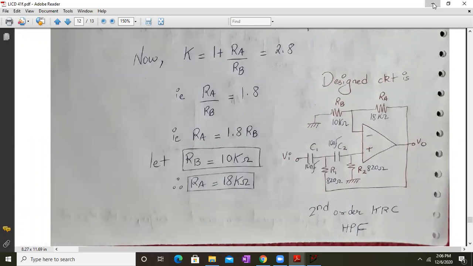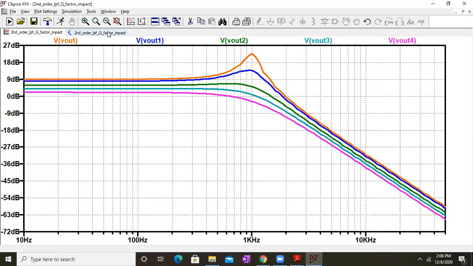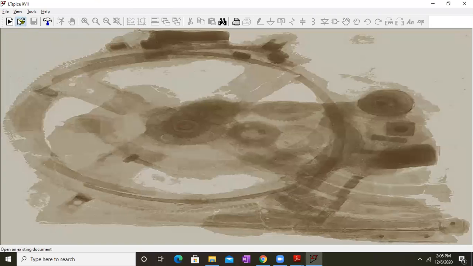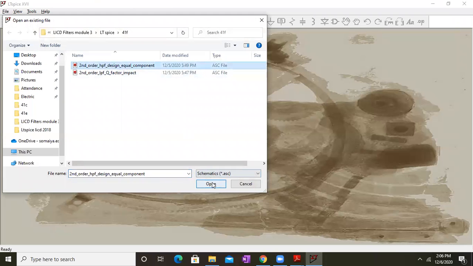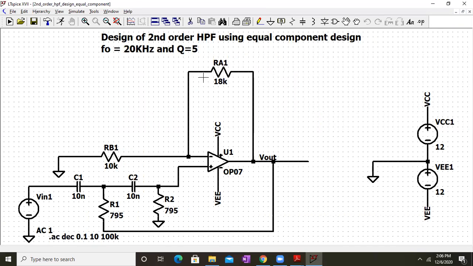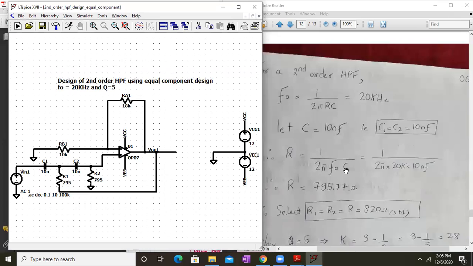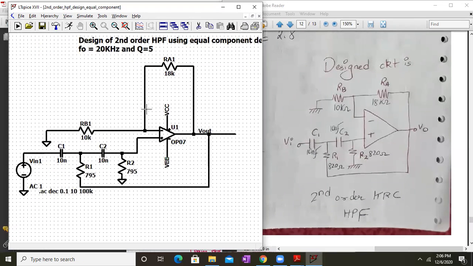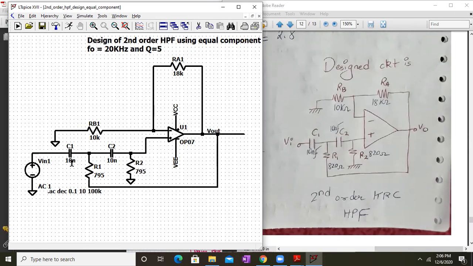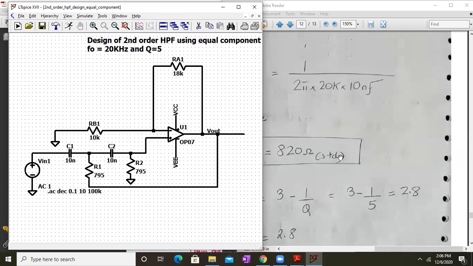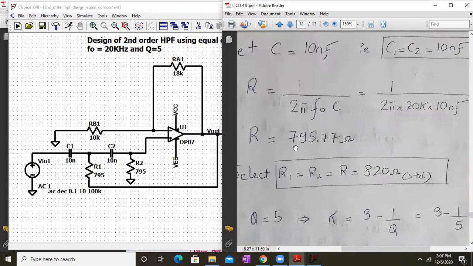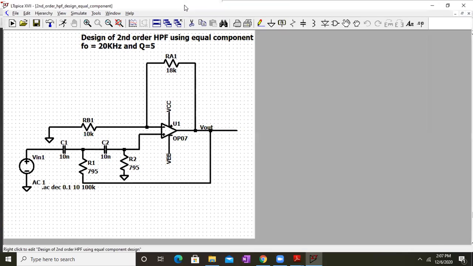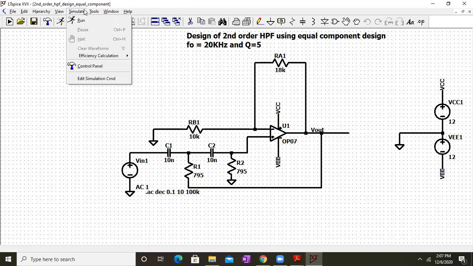Now let's check the result in LTspice. The second order high pass filter equal component design is as follows. So here we have RA, RB values. Let us cross check it once. So RA and RB values are 18K and 10K. C1 and C2 are 10 nano. And for R1 and R2 we are considering not the standard value but the calculated values, 795. So with this, we have designed for a frequency of 20 kilohertz and quality factor of pi. Let us simulate this and check.